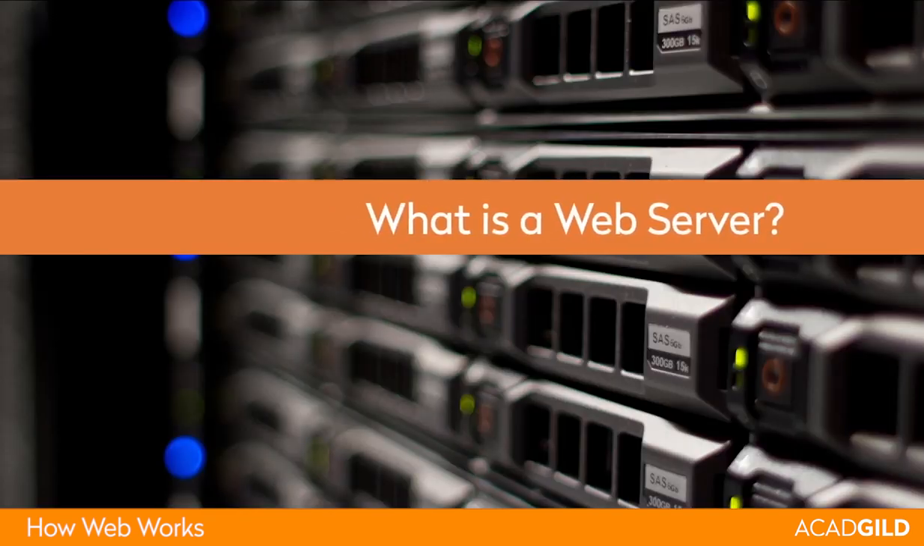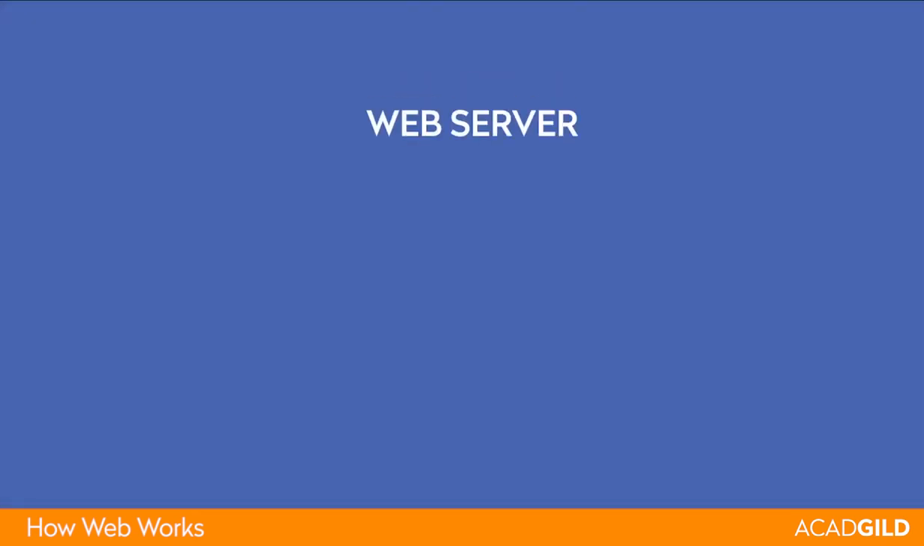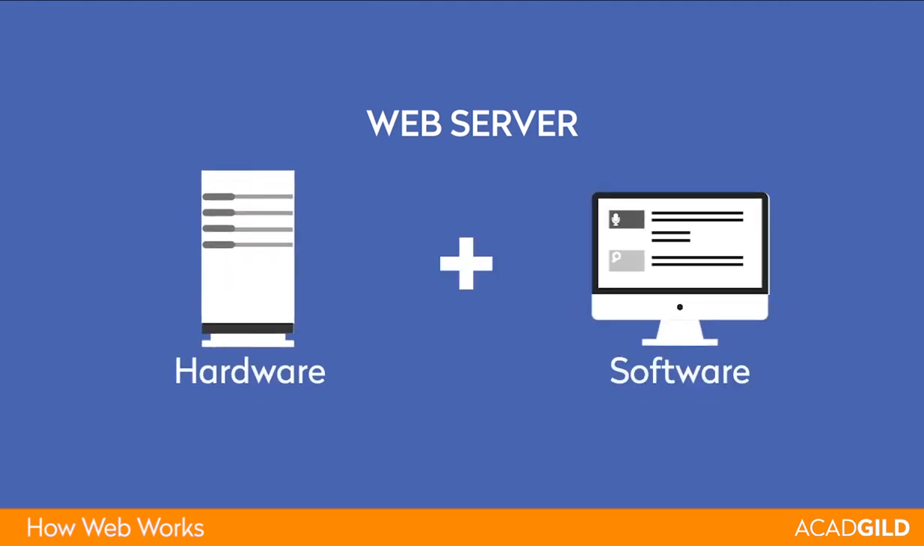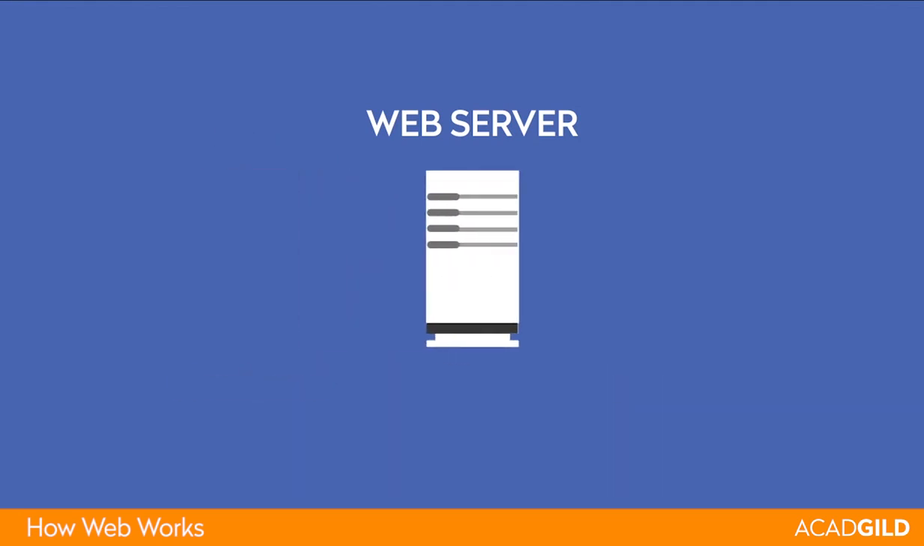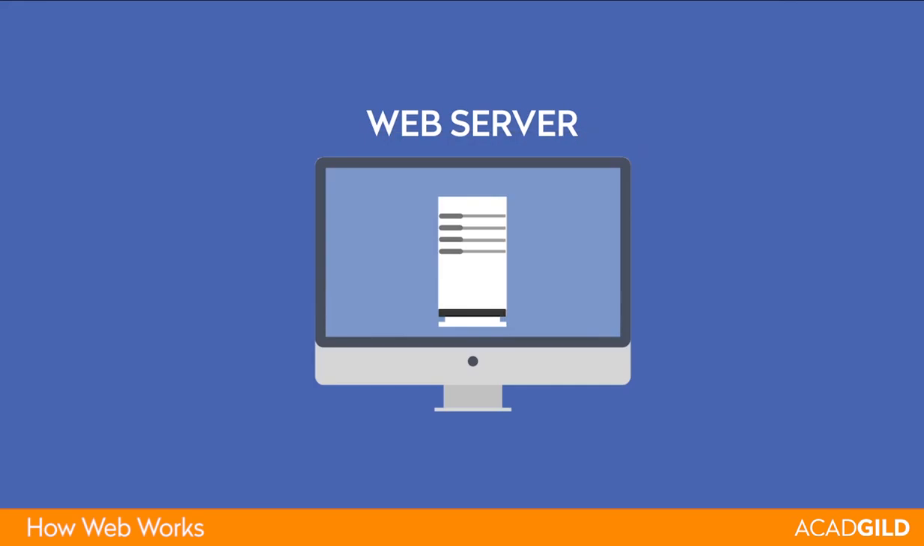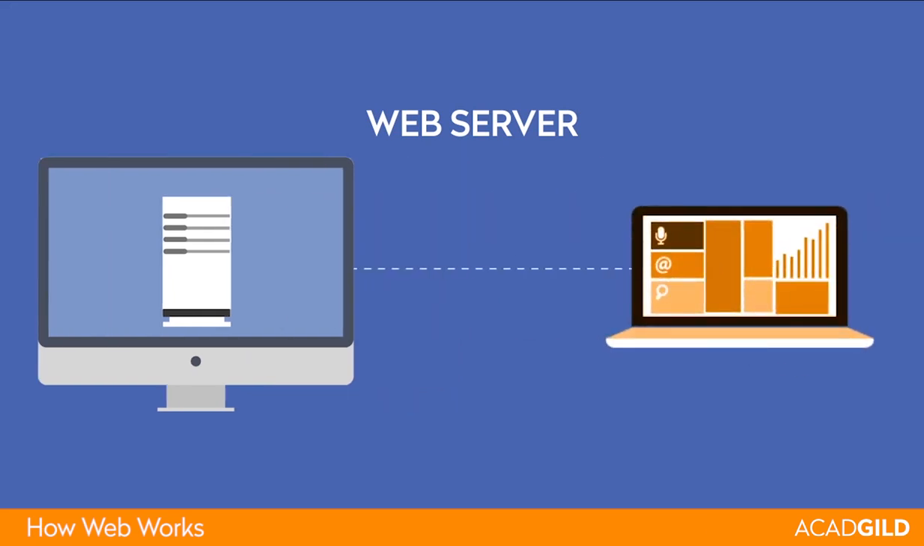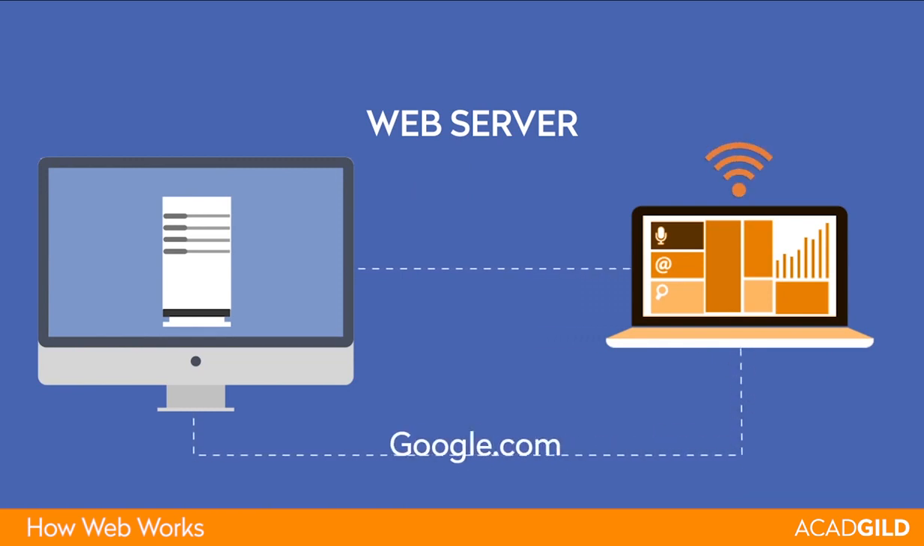What is a web server? In short, a web server can refer to hardware or software or both of them working together. On the hardware side, a web server is basically a computer that stores a website's component files, for example, HTML documents, images, CSS style sheets, and JavaScript files, and delivers them to the end user's device. It is connected to the internet and can be accessed through a domain name, for example, google.com.